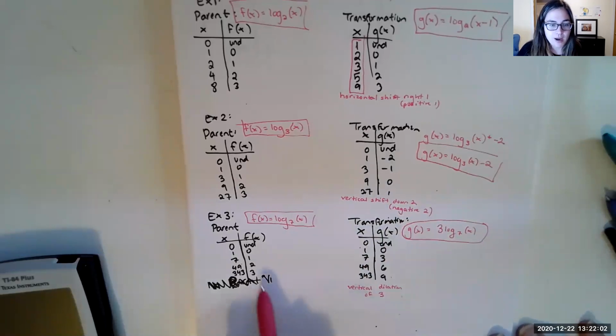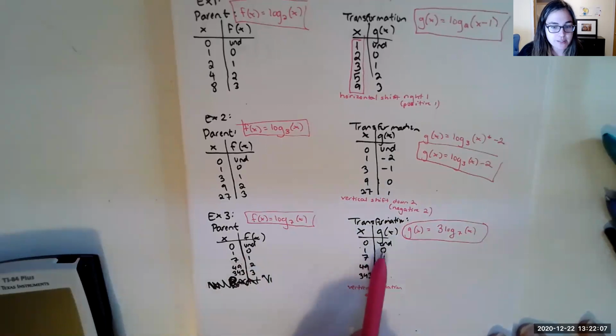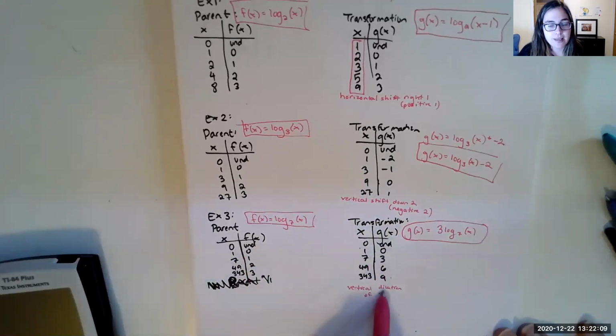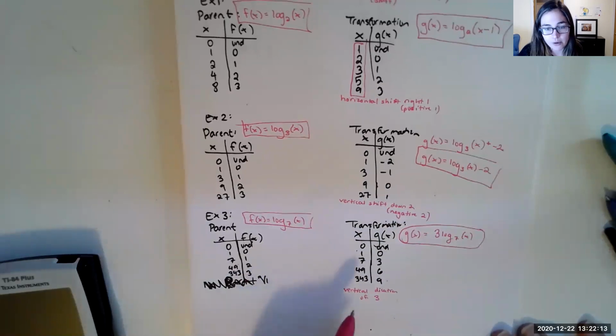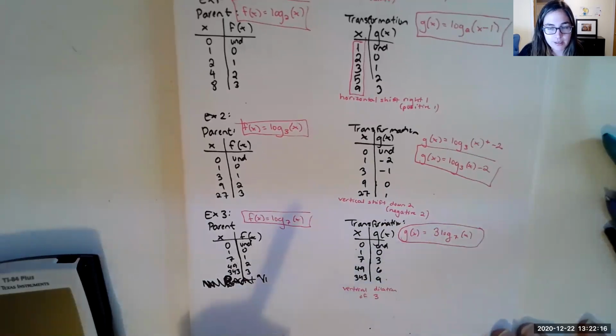Okay, why doesn't the 0 change is a question I get asked a lot. Well, 0 times 3 is still 0, right? So dilation is going to change the shape of the graph. It's going to stretch it up and down a little bit. So that's what the 3 does.